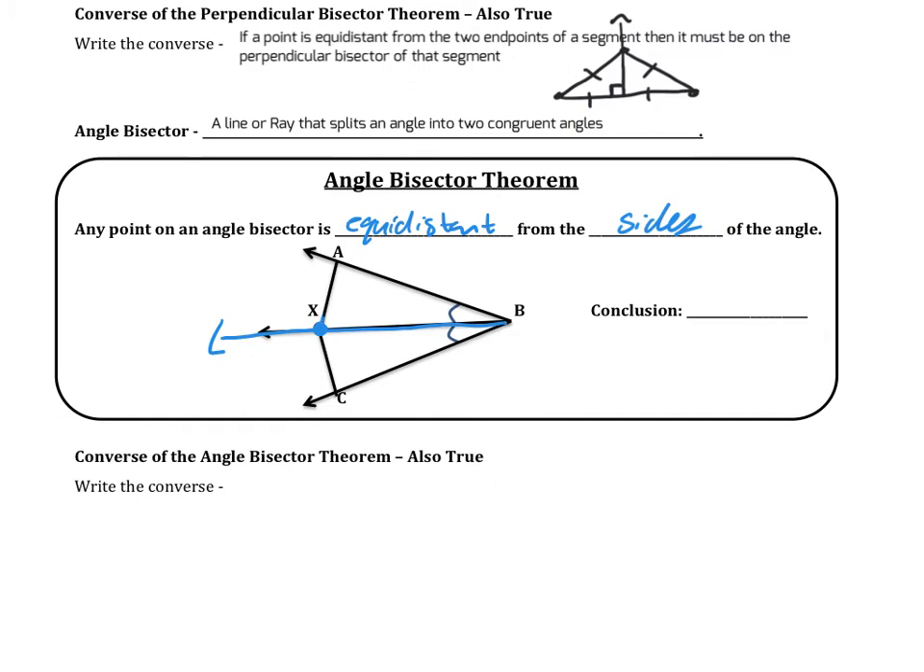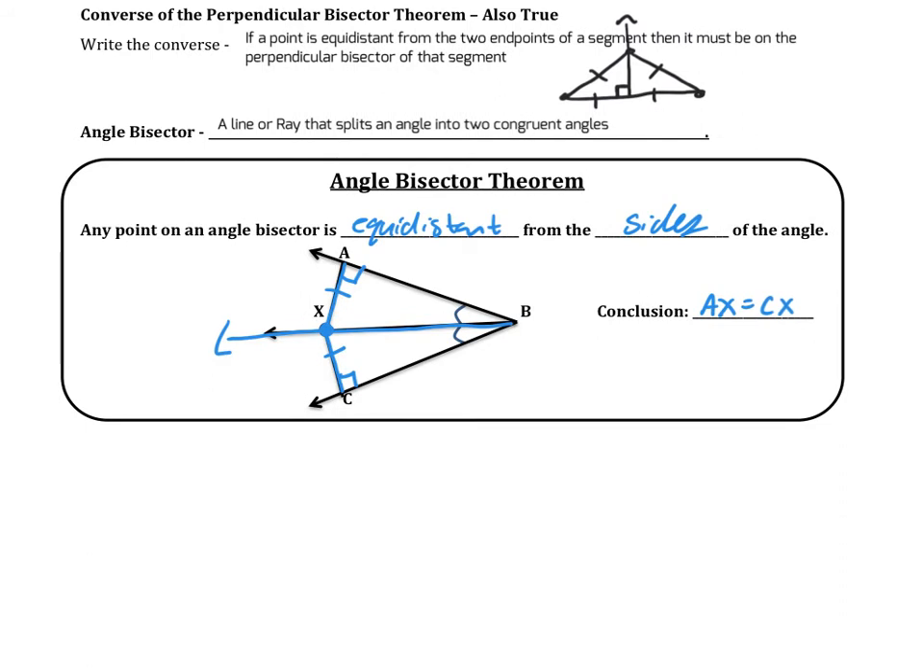And we're saying if we take that point X, it is equidistant from the sides of the angle. So what that means is when we draw the shortest distance from that point out to the sides of the angle, and the shortest distance is going to be at a right angle, we know that these are congruent here. So our conclusion here would be that the measurement of AX is equal to the measurement of CX, or those two segments are congruent. So let's take a look at applying some of these ideas.